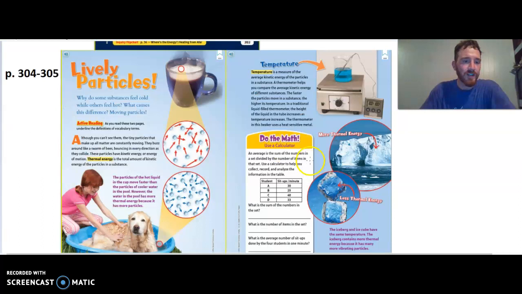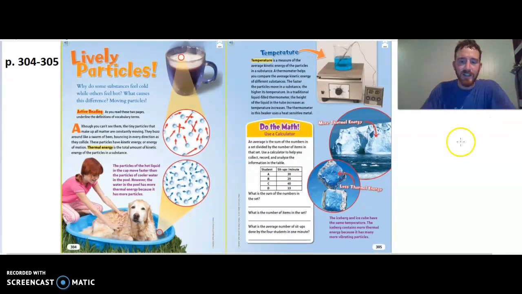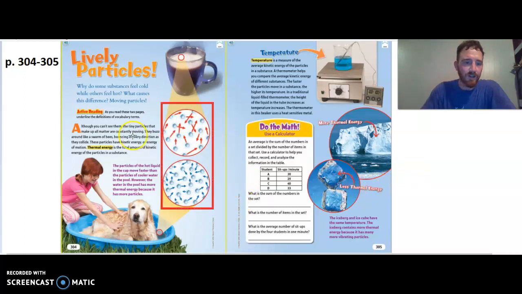Okay, so if we go on to page 304 and 305, we get to this part called lively particles. This has a couple diagrams in it that are pretty key for us here today. This page can be a little confusing because we haven't really thought of heat this way before, but this section is important to talk about as we talk about thermal energy, okay?